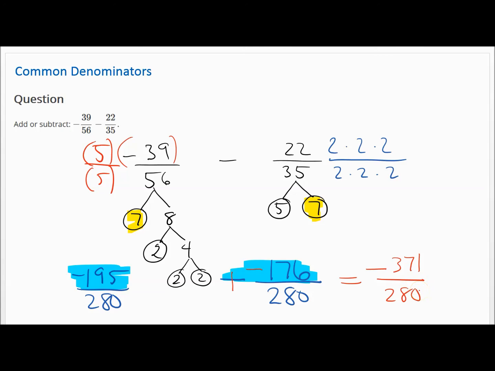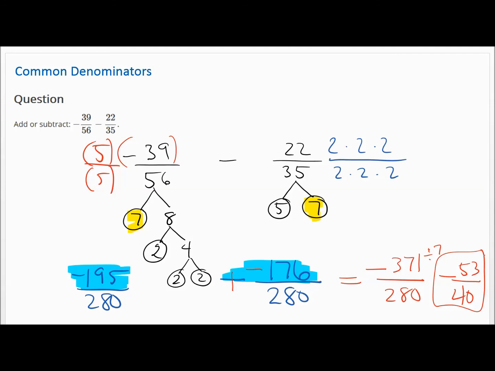You do need to check 7. 371 divided by 7. Oh, it goes into there. 280 also divides by 7. So you've got to check 7. Okay, so 371 divided by 7 is 53. So I'm dividing by 7, and it's still negative. I got 53 in the numerator. And then I'm doing 280 divided by 7. And that gives me 40. And then you could check again for common factors. But 53 and 40, if you check for a few minutes, they don't have any common factors. And that's your final result.